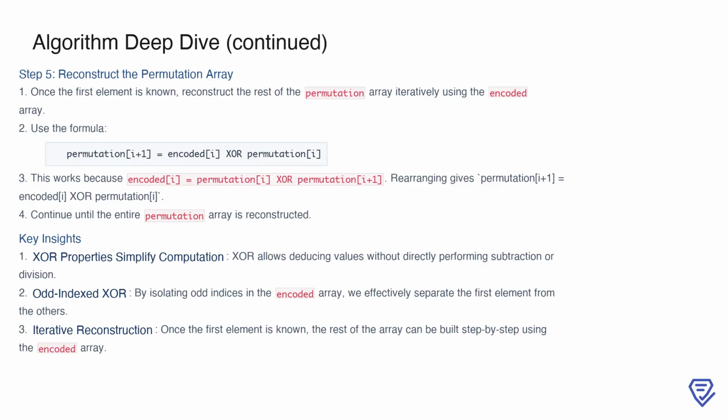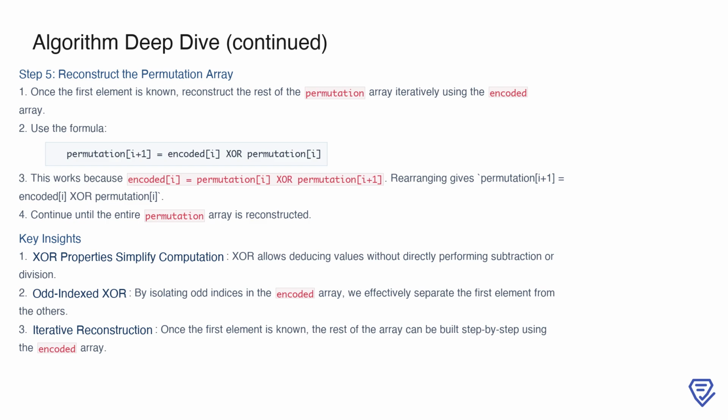After determining the first element of the permutation array, we can reconstruct the entire array iteratively. The formula we use is based on the relationship between the encoded and permutation arrays. Encoded[i] equals permutation[i] XOR permutation[i+1]. Rearranging this equation gives us permutation[i+1] equals encoded[i] XOR permutation[i].